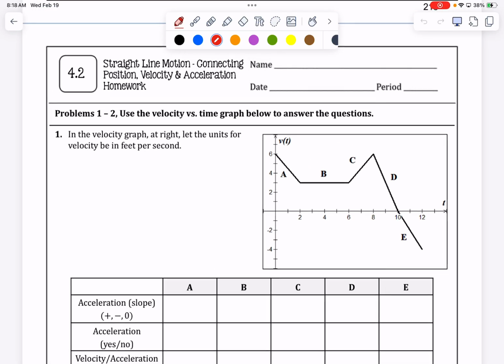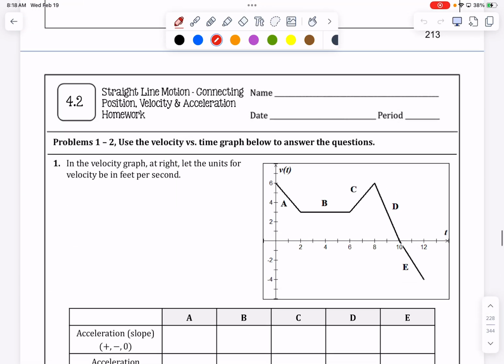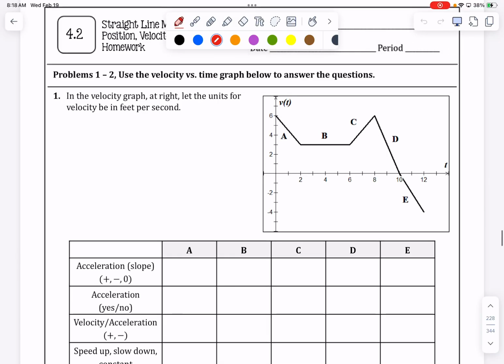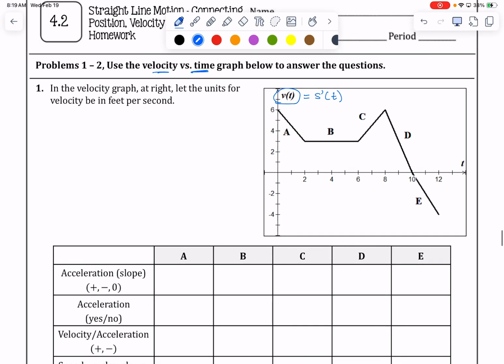Okay, so this is 4.2. It's on page 214. It says this in the velocity graph, velocity versus time. So I've got the velocity equation here, which is the derivative of position. Answer the following questions. In the velocity graph at the right, let the units for velocity be feet per second.